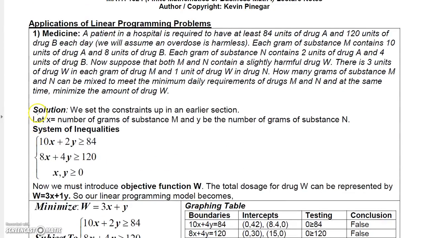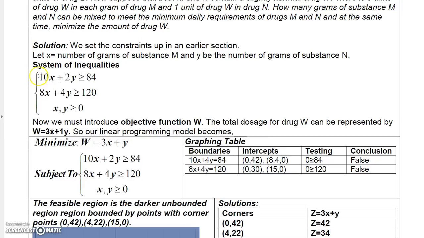Okay, this is the medicine problem. I set it up earlier. So I set up the constraints in an earlier problem. So we already know how to graph this.